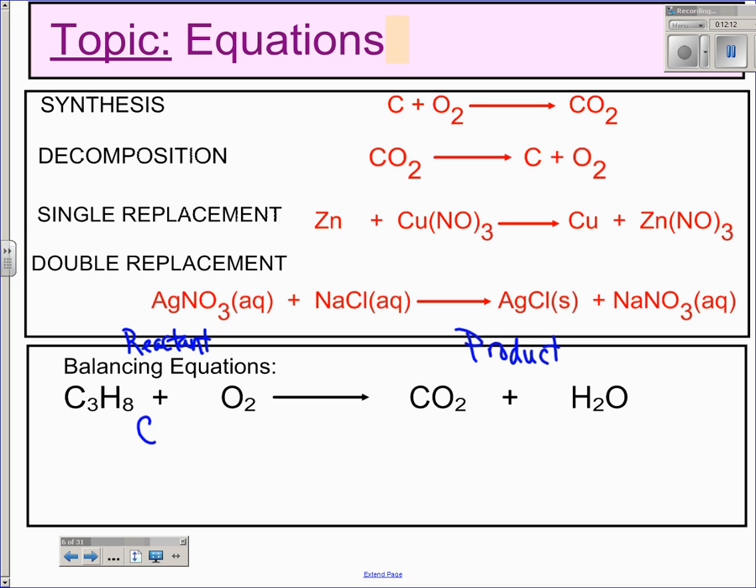So let's look at this example. We can take an atom inventory, or you can just balance by inspection. If you take an atom inventory, you write down the names, the symbols for each element, and then you write down the numbers of each element. 3 carbons, the number of atoms, that's the number of atoms of each element.